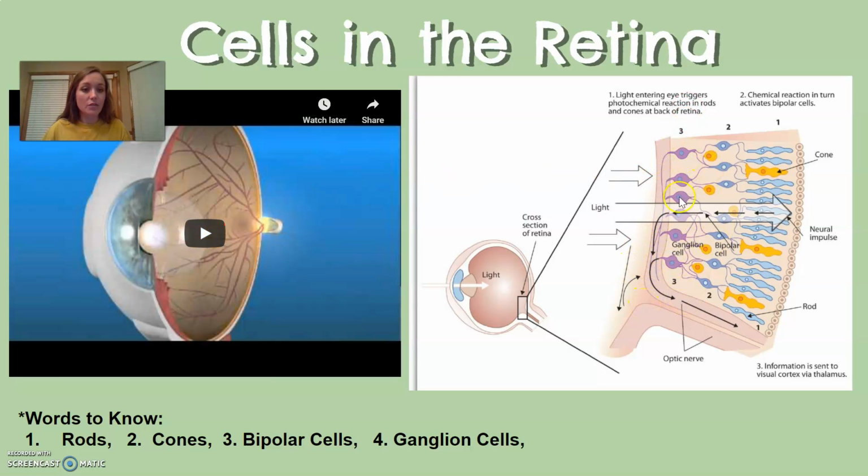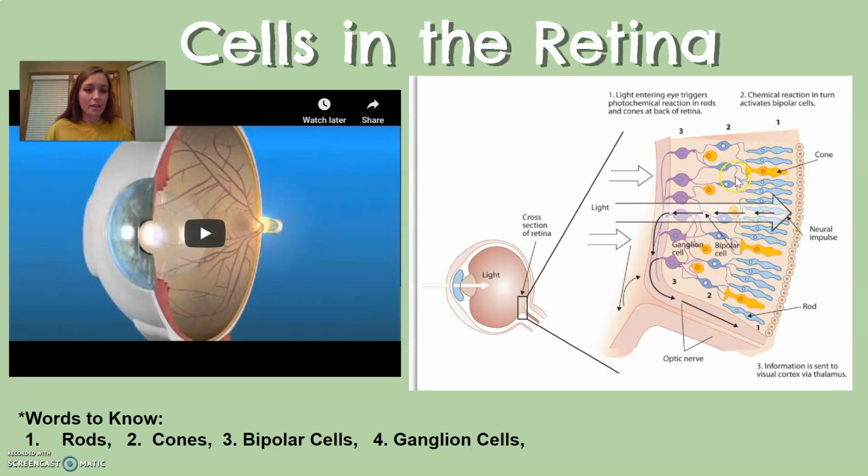The retina is filled with very, very light sensitive cells called photoreceptors. You can see there's the photoreceptors. What will happen is, let's start with the light. As the light moves through the eye and hits the back of the eye, it actually hits the cones and rods first. You can see here the cones are called cones because they have somewhat of a cone shape. And then we have rods that are more stick-like, and so we call those rods.